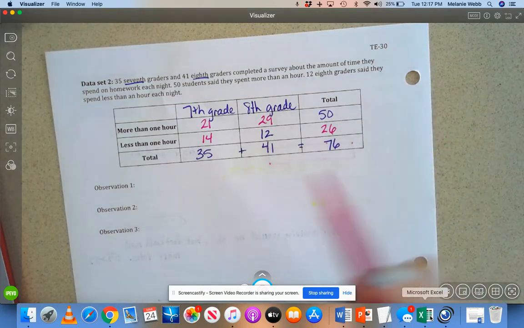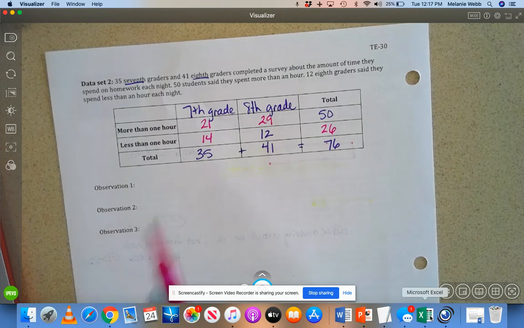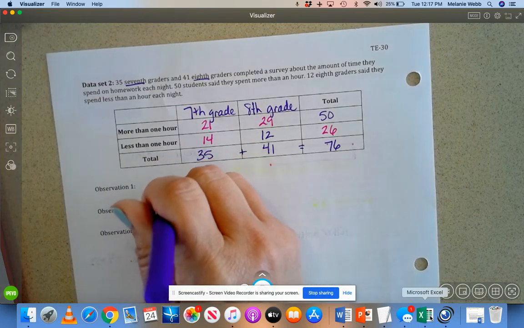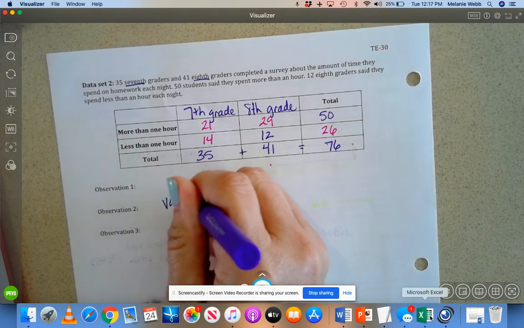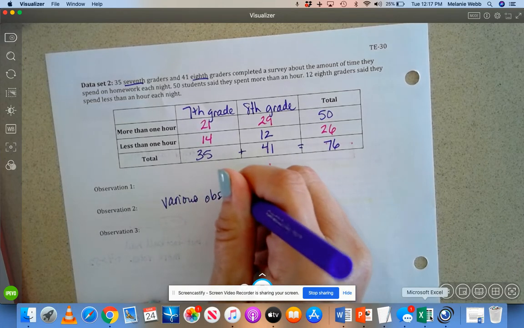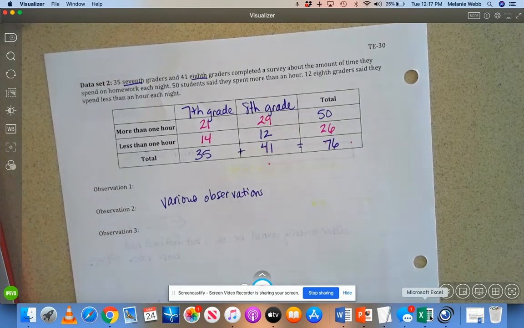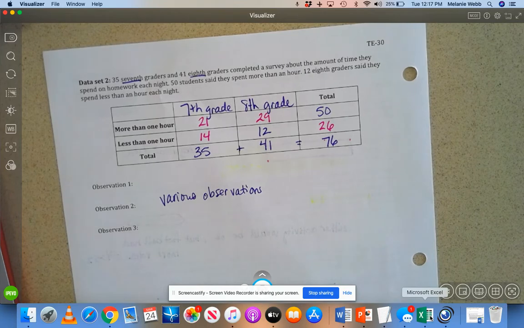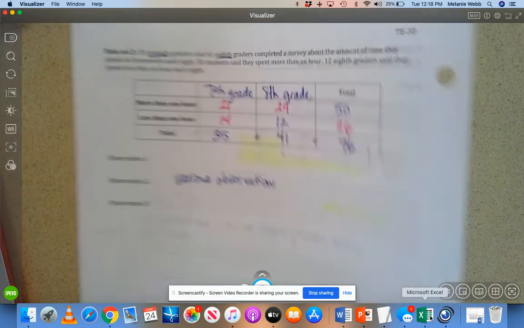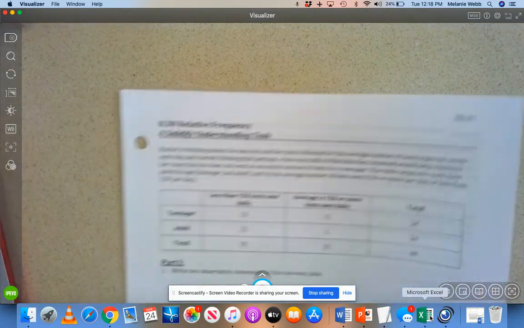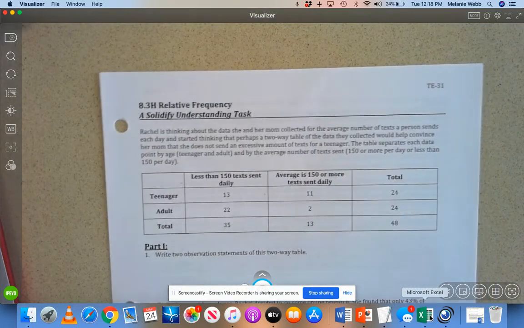And the observations you can make, you can just make various observations just like you did on the last table. But I want to spend more time of this lesson on specific observations by row or column. So I'm not going to write observations here. Okay. So now we're going to talk a little bit about relative frequency tables.